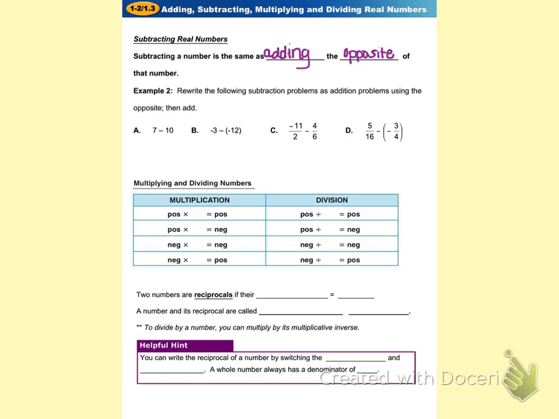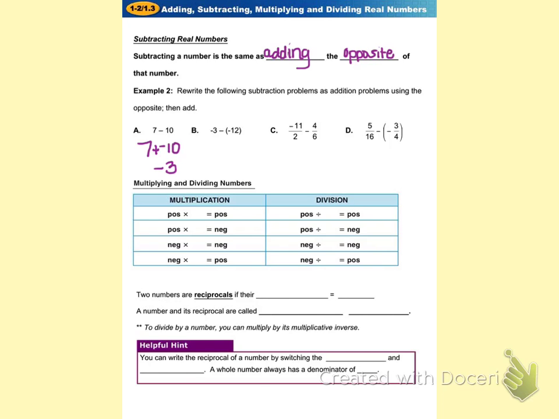So taking a look at A, if I rewrote this as addition, this would be 7 plus a -10. And then we can use the rules that we reviewed on the prior slide, where we put the two together, and whichever has the higher absolute value, we use that sign. So this would turn out to be a -3, because we're going to subtract their absolute values and use the sign of whichever has the larger absolute value.